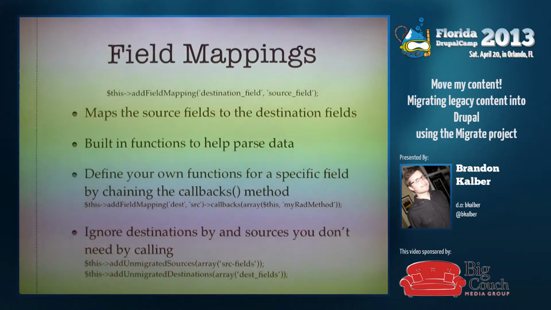In addition to what Migrate provides for you out of the box, you can define your own callbacks to process data on your field mapping. You use that by chaining on the callbacks method. In the little code example, you're still calling the field mapping, passing in your destination field, your source field, callbacks, and then you pass in an array with your method, which you define. You'd set that up in your constructor, and it's really whatever you need to do. You could trim white space, strip HTML tags, that's totally up to you.